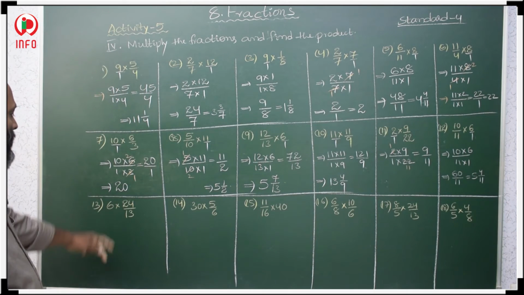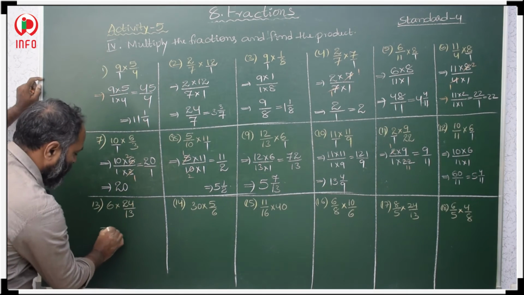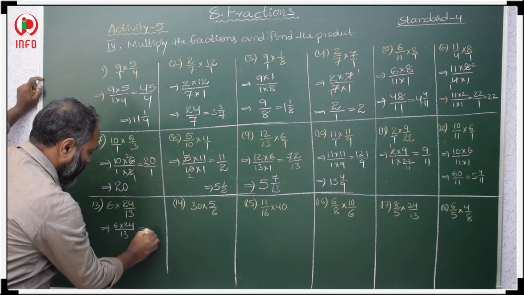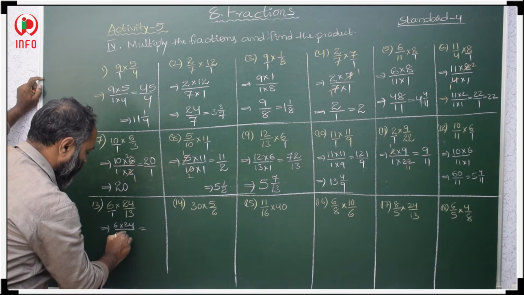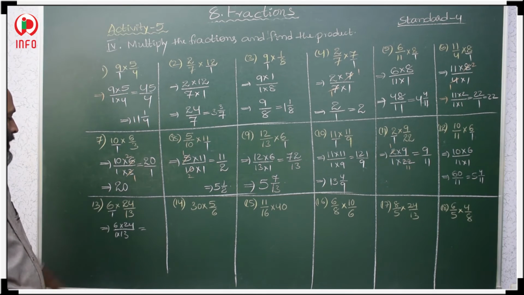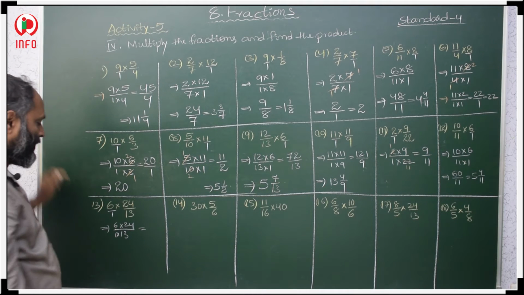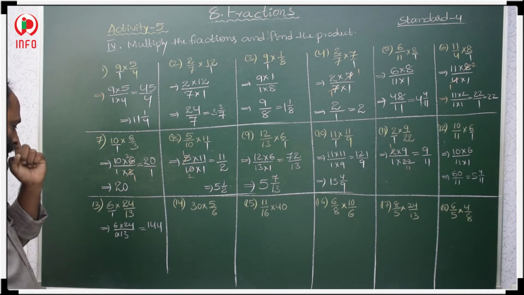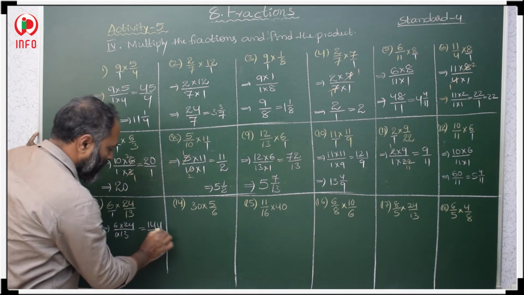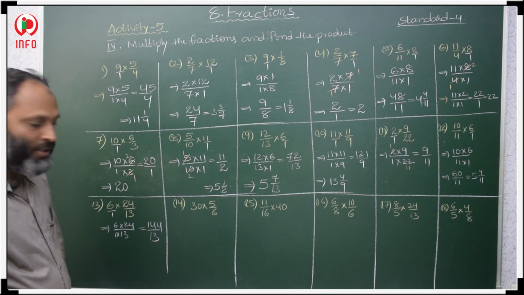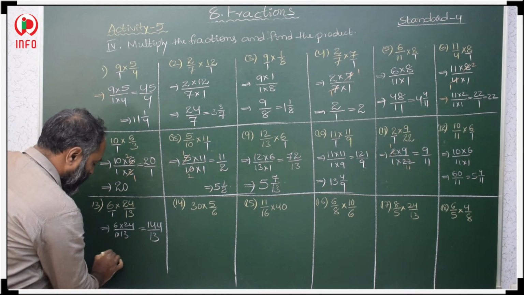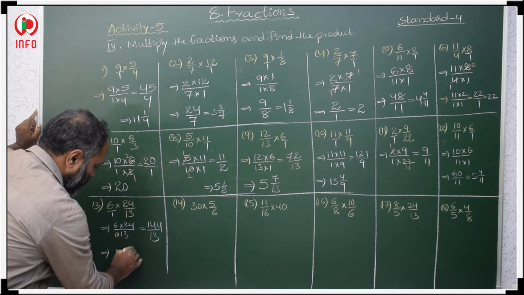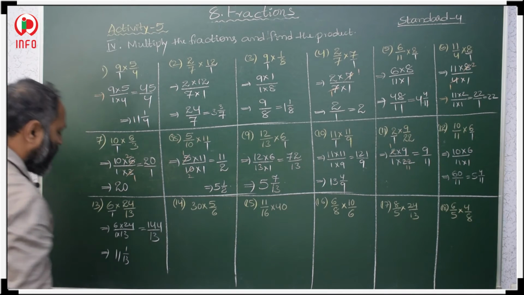Now 6 into 24 by 13 into 1. 1 into 13. 24 6s are 144 by 13 ones are 13. Then 144 divided by 13: 13 ones are 13, 13 ones are 13, 1 by 13. So 13 1 by 13.